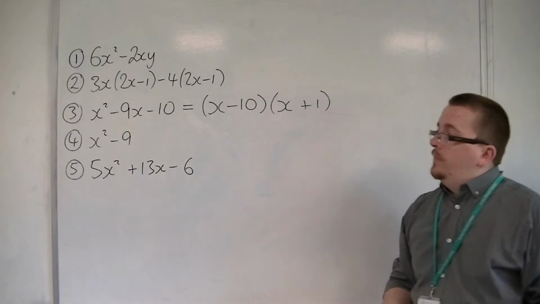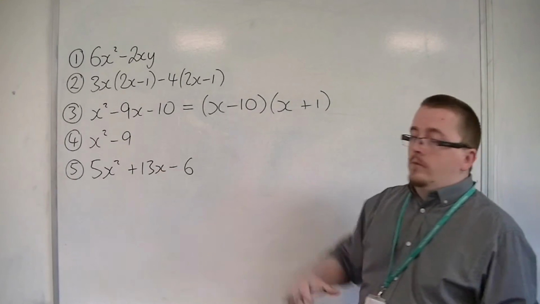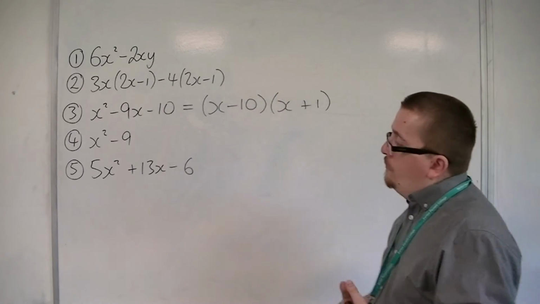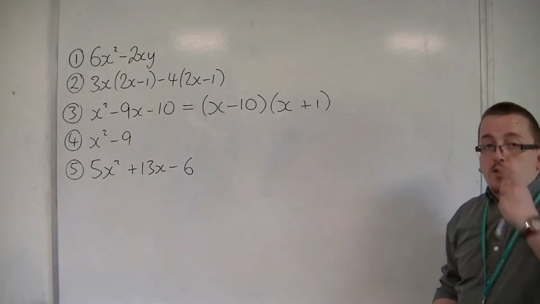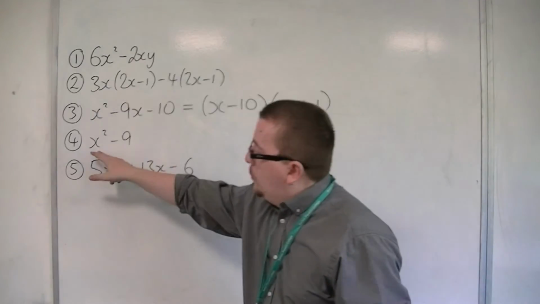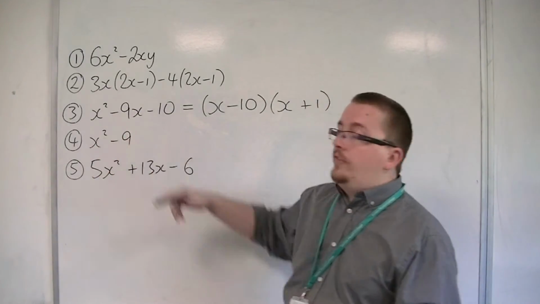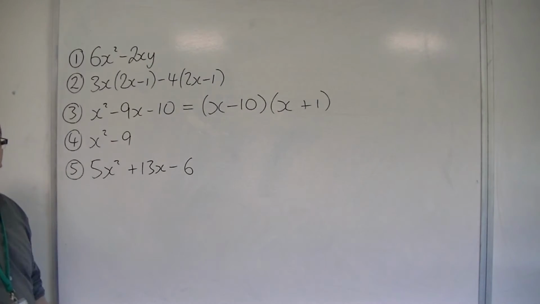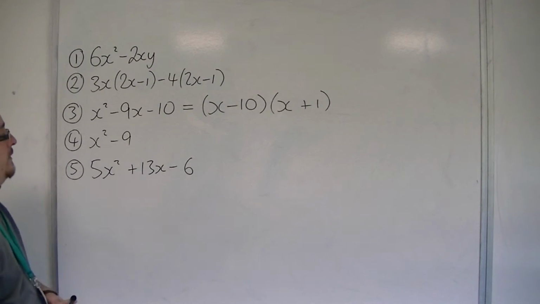Number 4 looks like it should be easier. It's of a slightly different form, and one that you just need to remember. It's the difference of two squares, because x squared is a square, and so is 9. And it's the difference because it's a subtraction. That's why it's called the difference of two squares.